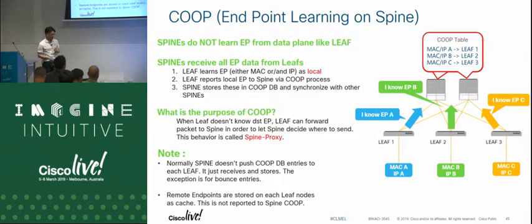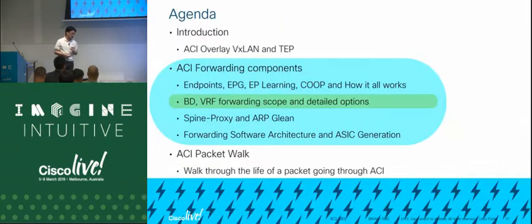Okay? Then, for that endpoint move scenario, we have a hidden slide about the bounce entry. That behavior is called bounce entry. So if you'd like to know the details about the bounce entry, please check that hidden slide. That should be in the PDF that you can download from the Cisco Live website.